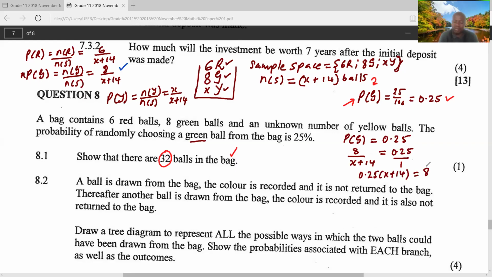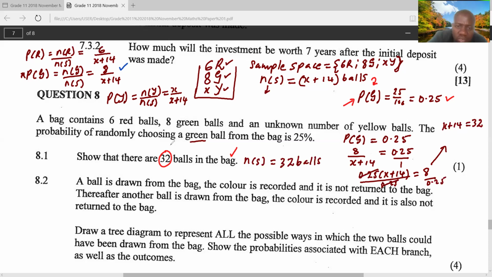We can either multiply everything by 0.25 or we divide by 0.25. Let's divide both sides by 0.25. So it's 0.25 divided by 0.25. Then this would be X plus 14 equals 8 divided by 0.25. It shows that this is 32. So remember, 32 we said is our sample size. So it shows that the sample size here, we have 32 balls. There are 32 balls in the bag.